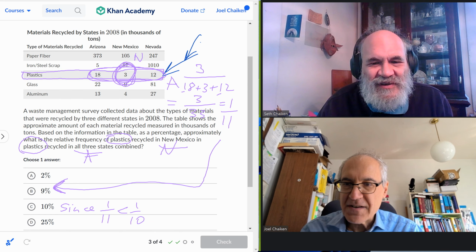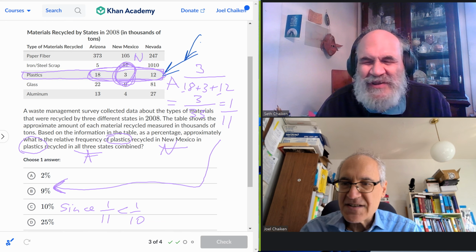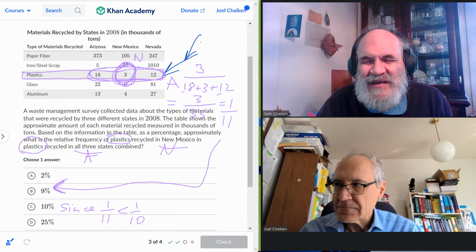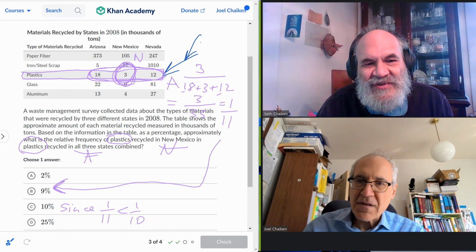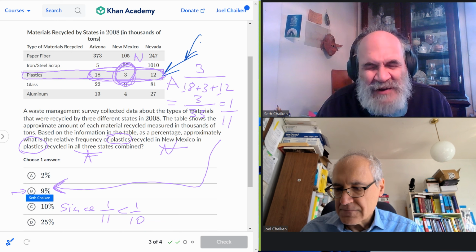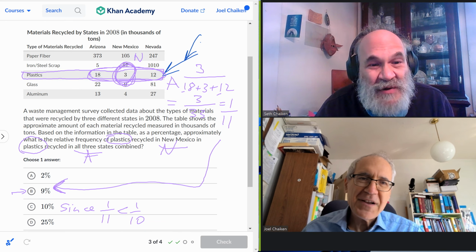Well, it's easy to see that of these choices, it's 9%. It's roughly 10%, but the denominator is 11 instead of 10, so it's a little less than 10%. And the only choice that's a little less than 10% is 9%. 2% is too low, and 25% is too high.